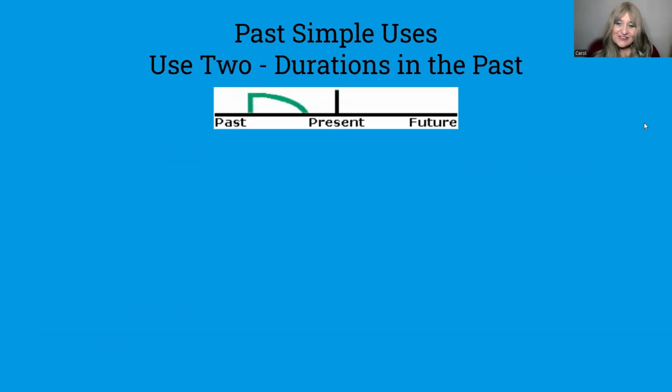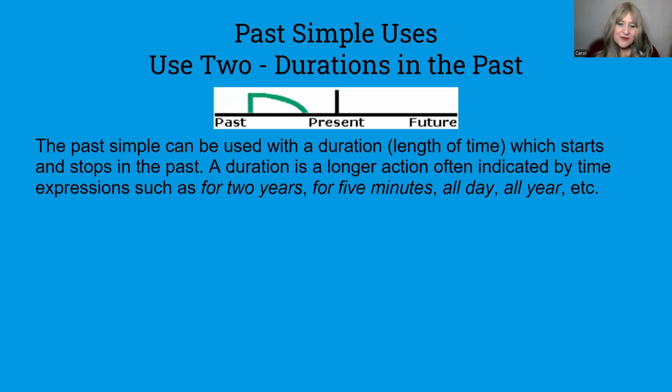Okay. So use two is durations in the past. So the past simple can be used with a duration, and that means a length of time which starts and stops in the past. A duration is a longer action, often indicated by time expressions such as for 2 years, for 5 minutes, or day, or year, etc. So let's have a look at some examples.